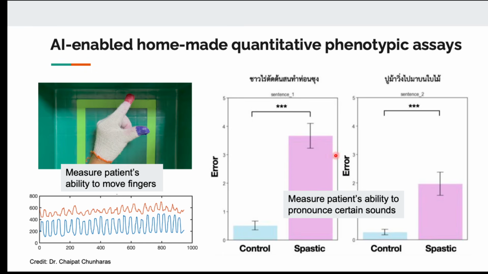The second example, this might be more technical. In some stroke patients, they may have lost the ability to move their mouth, so they cannot pronounce some sounds very well. So in a clinical setting, there are certain sentences in Thai or in English that we ask the patient to say to see if the patient has good control of their mouth or not.